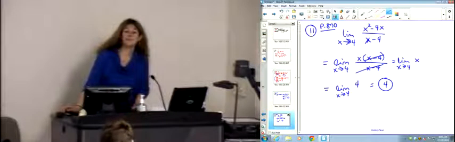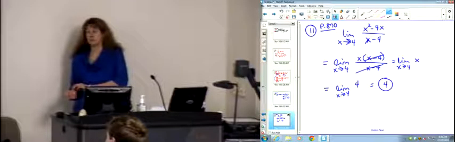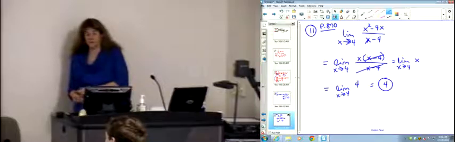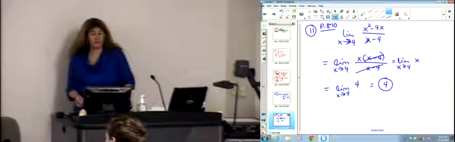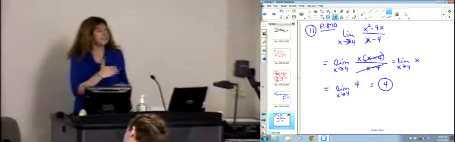Okay, so if we were to look at this on a table, anybody do a table for this one? Did you do a table? Did it approach 4 for you? Yeah, 3.99 it actually gave me 4. Okay, so when you plugged in 3.99, it actually gave you a 4. All right, so we can see it from a table.